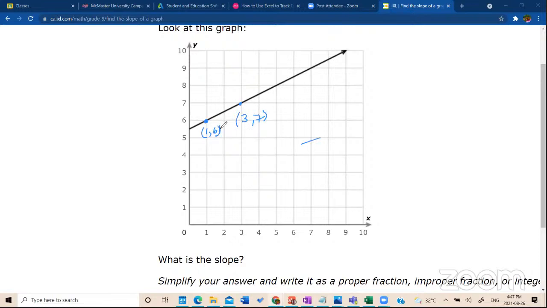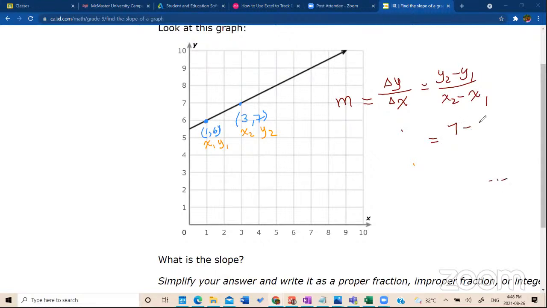Now we have to label them to make it easier. This is going to be x1, y1, and we have x2, y2. Then we just have to do it in the slope formula. The variable we use to write slope is m. So m just means slope. And y comes first, right? Then x. So m is equal to change in y over change in x, which is y2 minus y1 over x2 minus x1. With the numbers, which numbers will we write? 7 minus 6 for the first one.